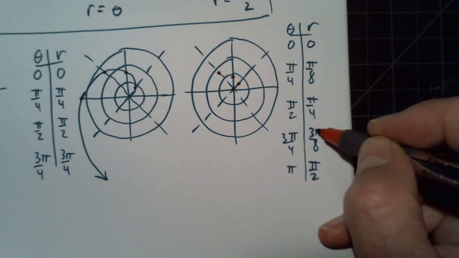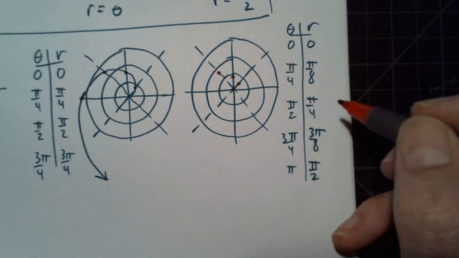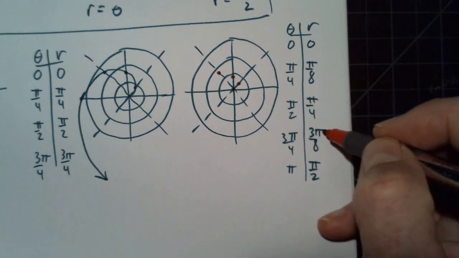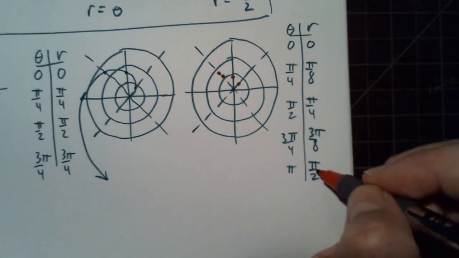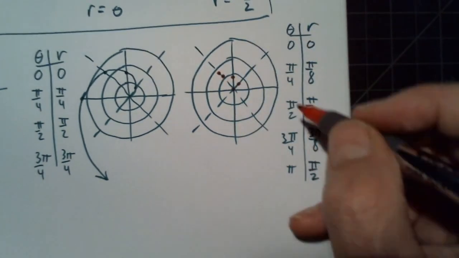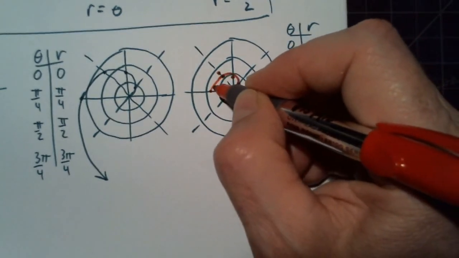Something's off there. This is 12. No, this is 9 over 8. So we're not at 1.5 here. 9 over 8 will be closer to there. And now we're at 1.5 at pi. So we see it going like that.